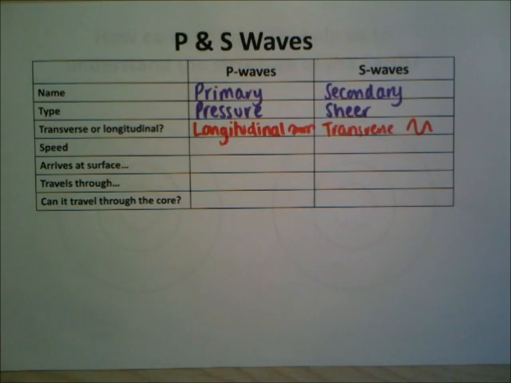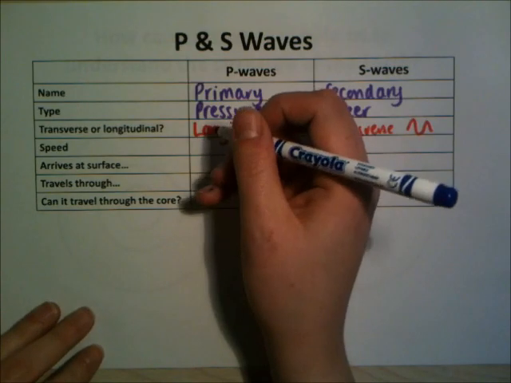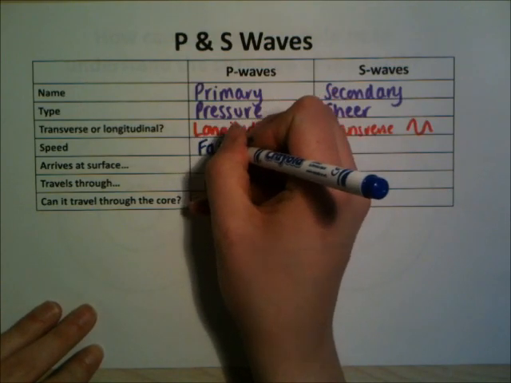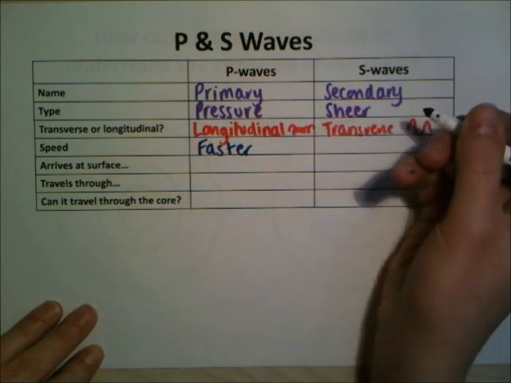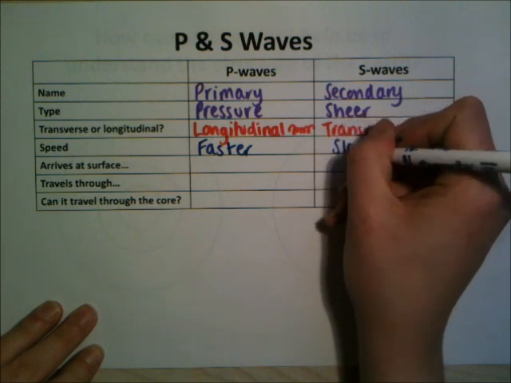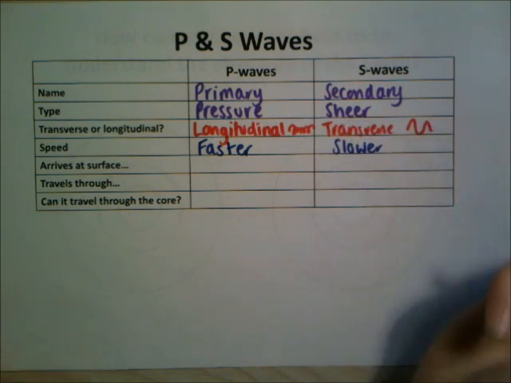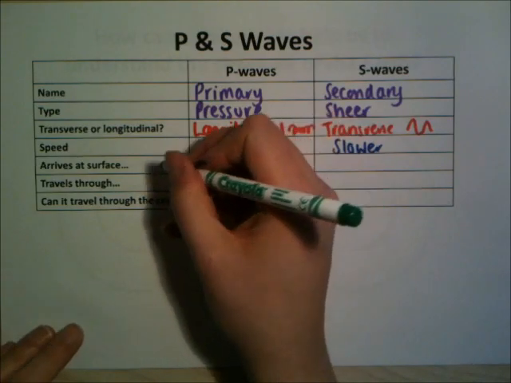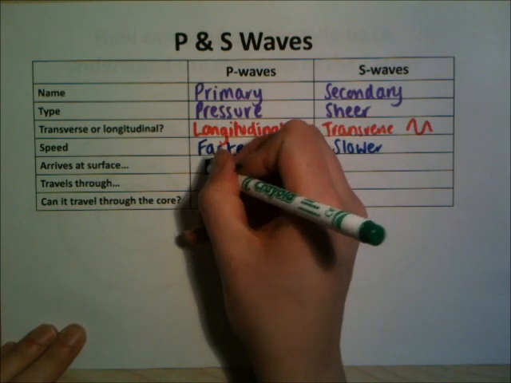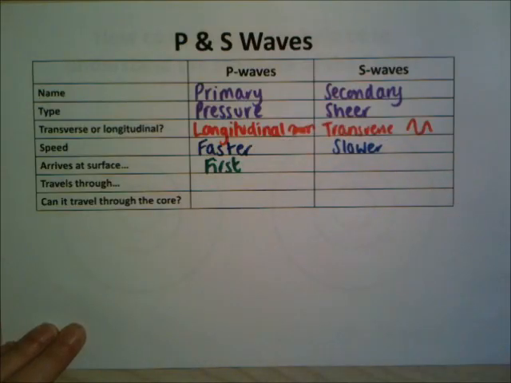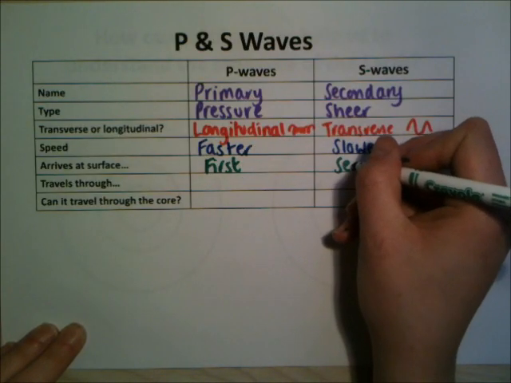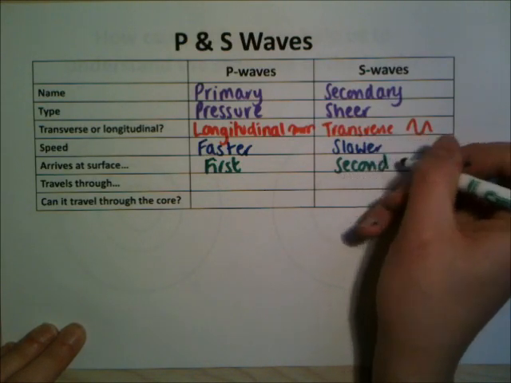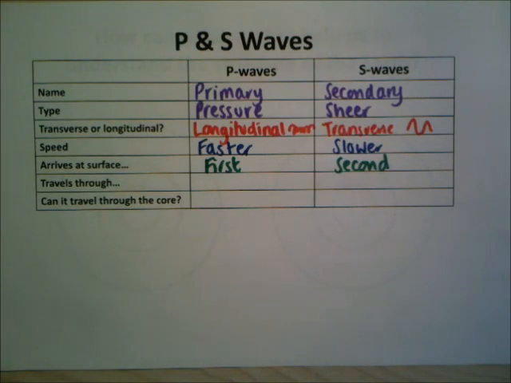In terms of speed, primary is called a primary wave because it gets there first. P waves are really fast. S waves are still quite fast, but they're slower than P waves. So primary waves are called primary because they're faster, and that means they arrive at the surface first. S waves therefore must arrive second, which is why they're called secondary waves. So there are easy ways to remember these kinds of things.